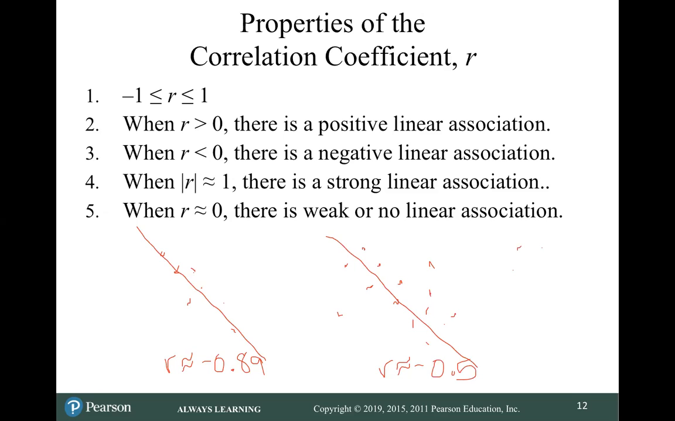And then we can have, like our last example on the previous slide, data points that are just everywhere. There's no way to tell where a line could go through that. And then my correlation would be really close to 0. So again, not to do with the slope. It has to do with how close those points are to forming a line. Okay.